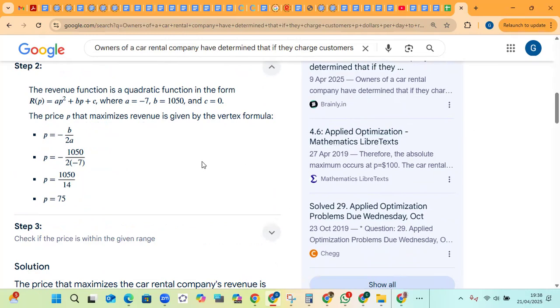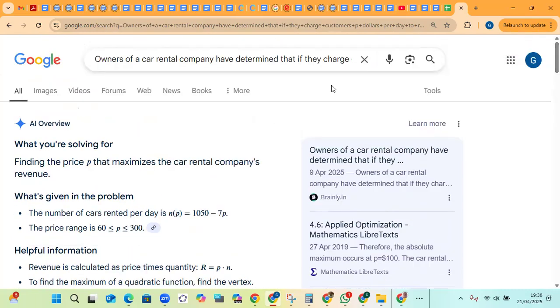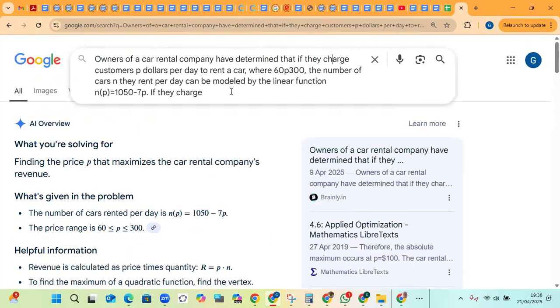Well, this is a different approach. The approach we normally take is optimization using differentiation. So let us verify.